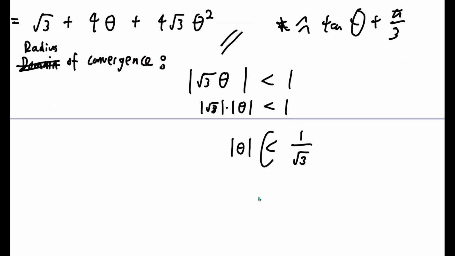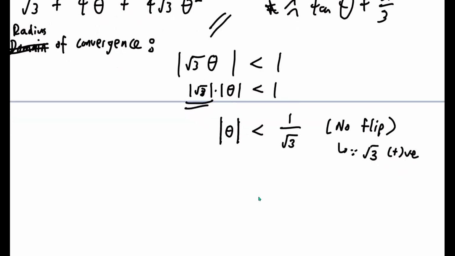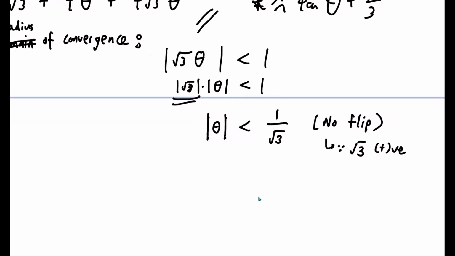You divide by positive, do you need to change the inequality direction? No, you don't need to. Because here is a positive value, divide by positive, you keep the same direction. No flip, because root 3 is positive. When you divide by a positive, you don't need to flip. Only when you divide or multiply by a negative do you have to flip the direction of the inequality. So now you must expand it out, and you get negative 1 over root 3 less than theta less than 1 over root 3.